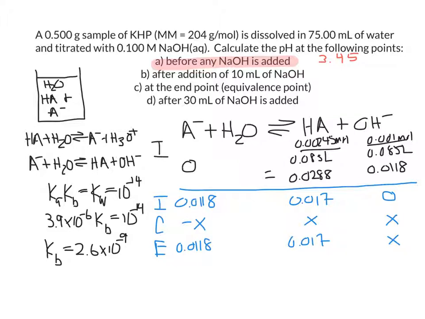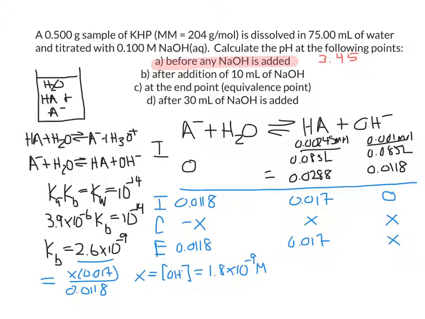So my Kb value is equal to my product concentrations, X times 0.017, divided by my reactant concentrations, 0.0118. And so if I solve for X, I will find that X, which is equal to the OH minus concentration, is equal to 1.8 times 10 to the minus 9 molar.